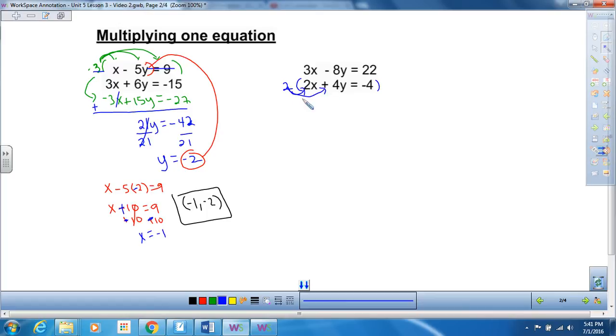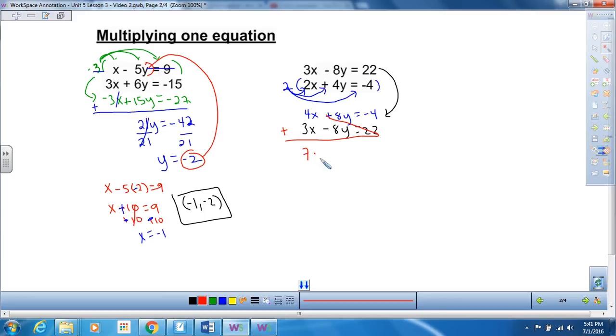So I'm going to distribute. So that's 4x plus 8y equals negative 4. And that's a little hard with your equation with this one in the middle, so I'm going to just rewrite this one down here. 3x minus 8y equals 22, just so they're right next to each other. All right, now that I have the same number opposite signs, I can add.